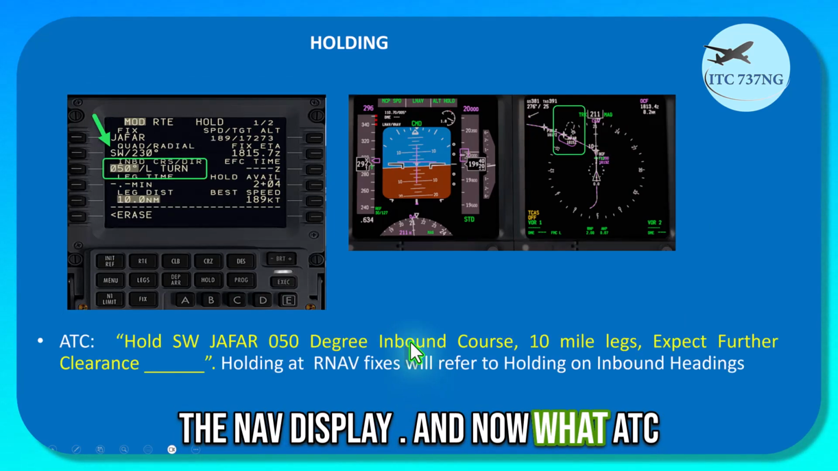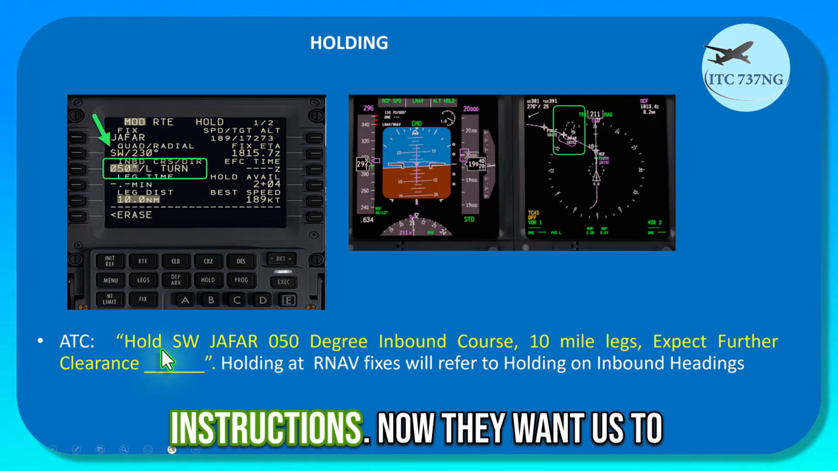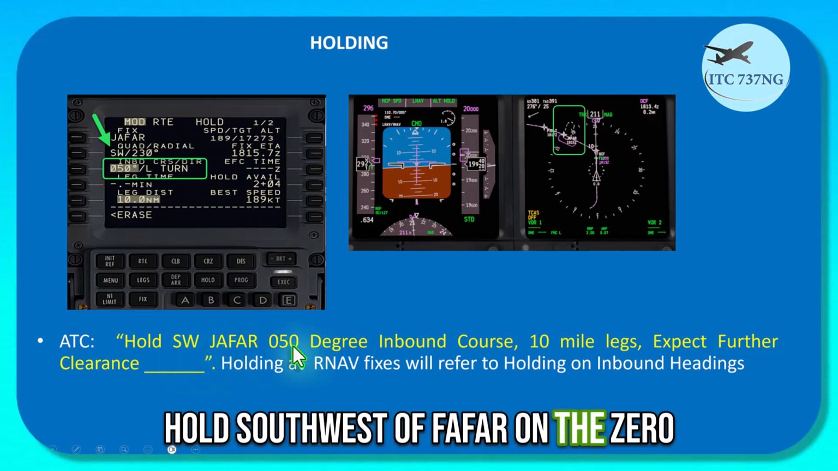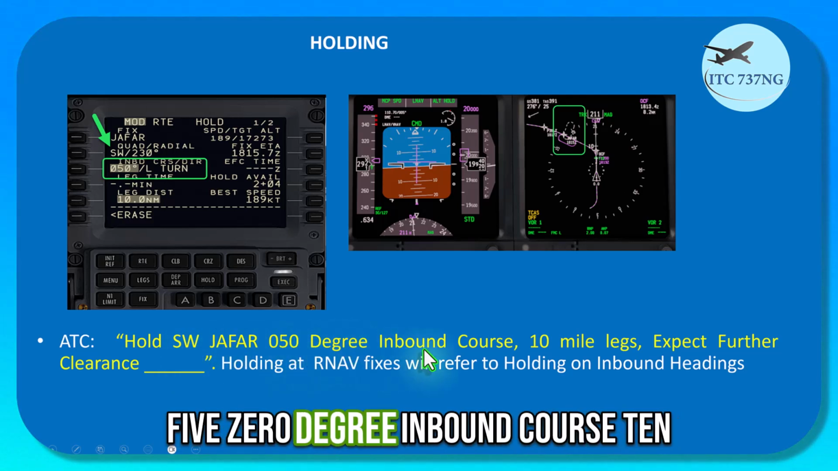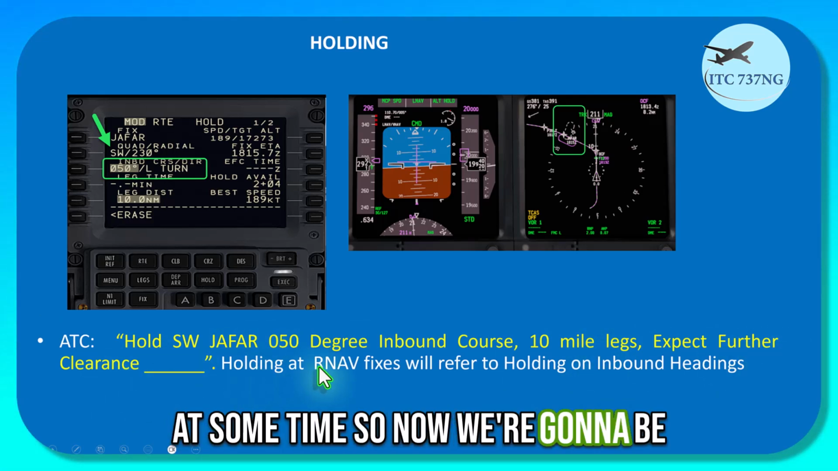And now what ATC has done is change our holding instructions. Now they want us to hold southwest of JFAR on the 050 degree inbound course, 10-mile legs. Expect further clearance at some time. So now we're going to be holding it.